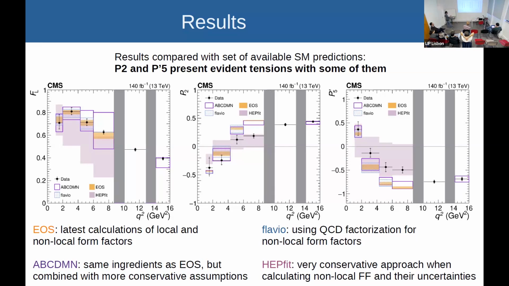A final note is that some regions of q square don't have a prediction computed there because there is no reliable estimation of the form factors in those regions. It's still interesting to do the analysis because future-proofing is important. If in the future we have estimations in these areas, we can add them. But still, here there is no comparison available.